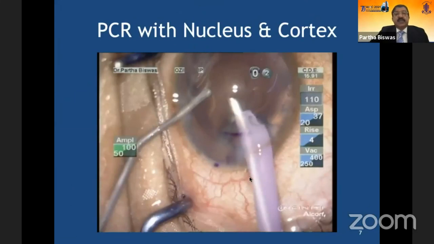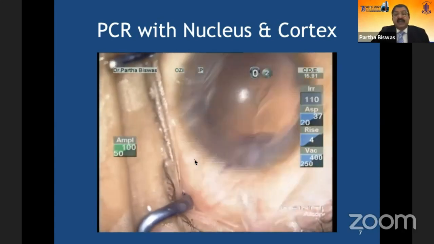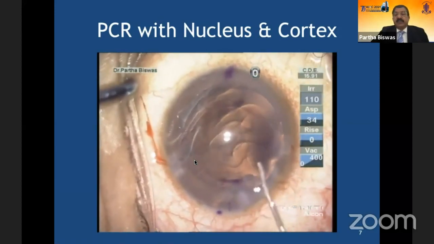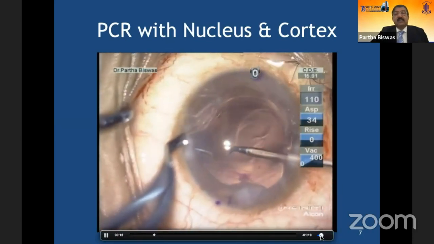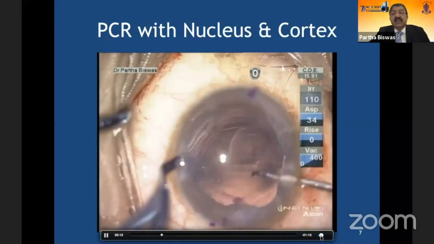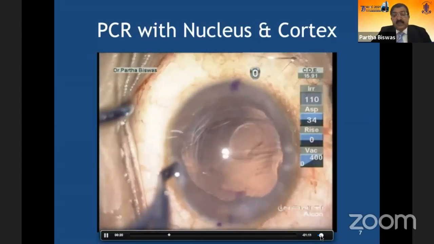Now, here is the situation with PCR with the nucleus and cortex that there is. And in this case, we have the nucleus in place, and I've created this PC rupture. And with this PC rupture, we need to be aware that we have to place in as much as possible the viscoelastic. And again, here, it is also possible to do a posterior capsular rhexis.